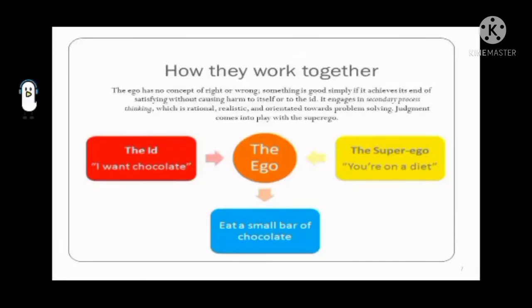So we have here an illustration on how they work together. The id: I want chocolate. The ego: eat a small bar of chocolate. The superego: you're on a diet.